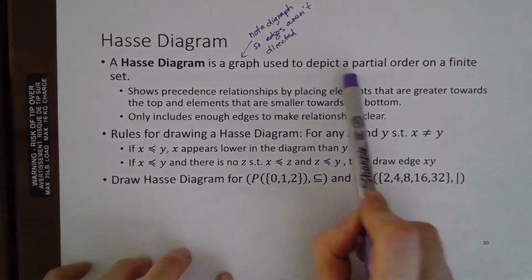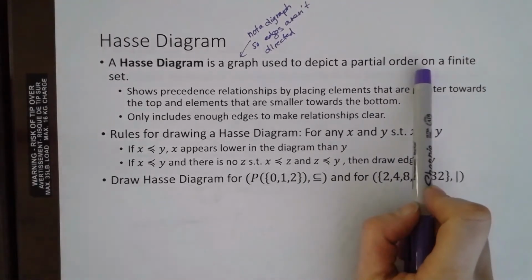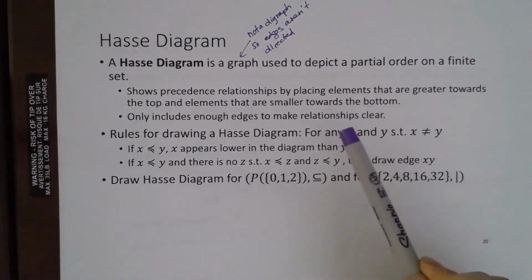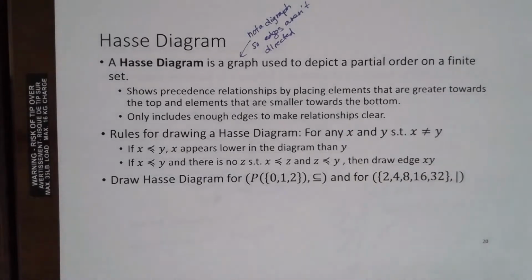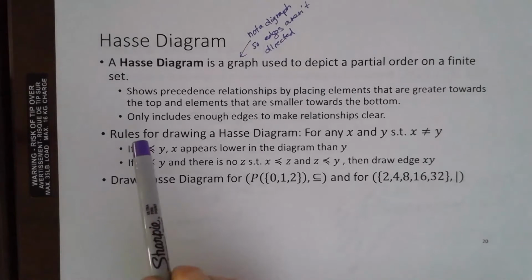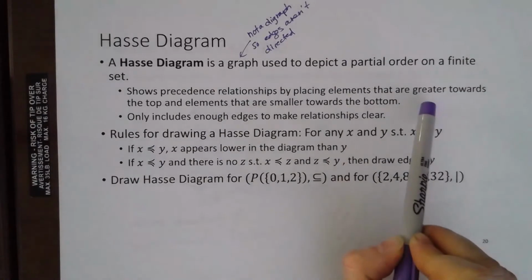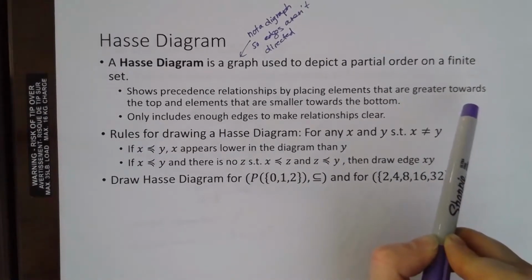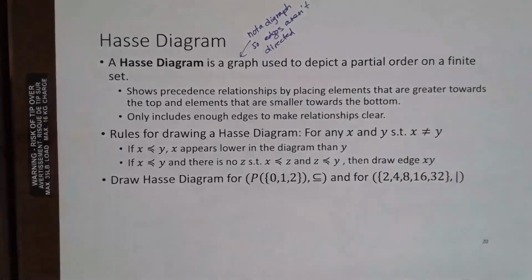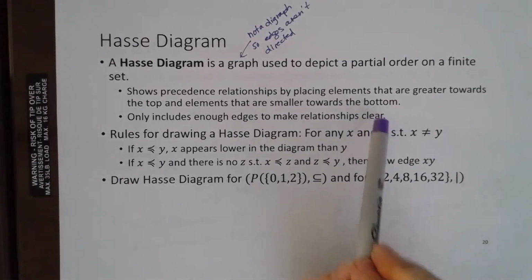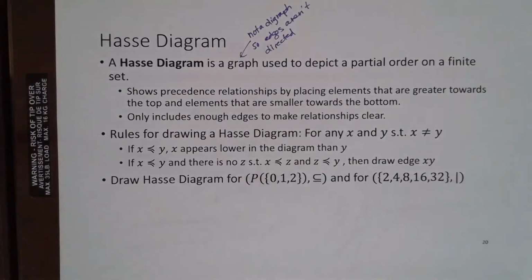And we know that it's a partial order, and so there's a lot of information that is implied by the diagram because we know it's only used for partial orders. So here are the rules. This Hasse diagram shows the precedence relationships by placing elements that are greater towards the top. Remember we talked about maximal elements. The ones that are greater in terms of the relation go towards the top, and the ones that are smaller go towards the bottom. And then we only include the bare minimum number of edges to make the relationships clear.